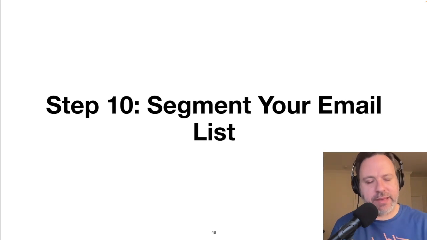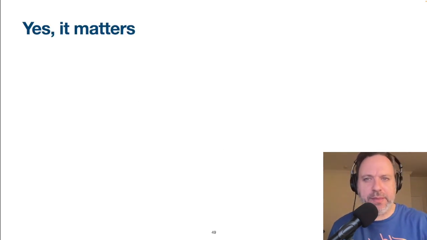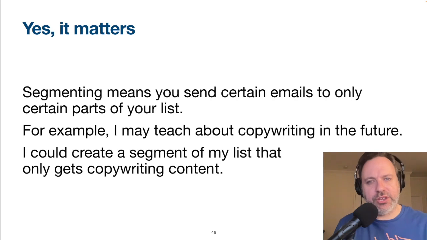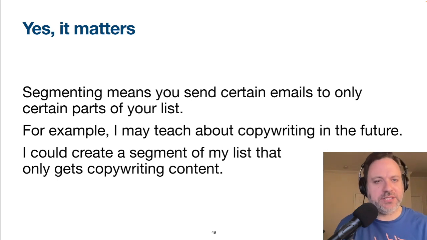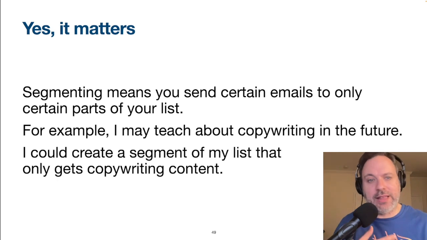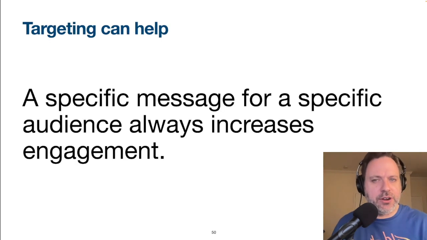Step 10, segment your email list. And this is more for advanced people. But segmenting means you send certain emails to only certain parts of your list. For example, I may teach about copywriting in the future. I could create a segment of my list that only gets copywriting content. You could also segment based on engagement. For example, you could send things to people who opened your emails in the last week or clicked in your emails in the last month, stuff like that. There's a million ways to slice and dice this up. And the reason you do it is because a specific message for a specific audience always increases engagement.